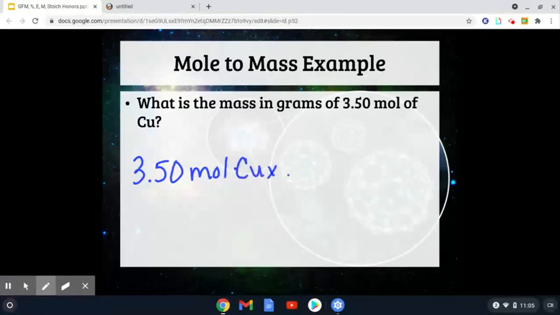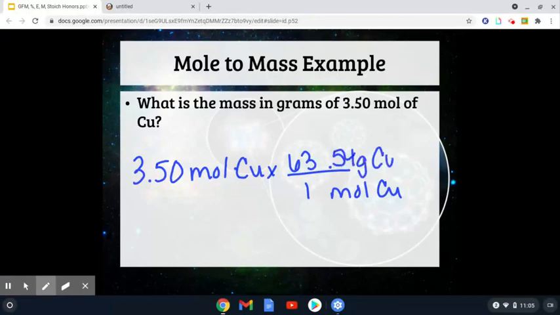Copper. We want moles on the bottom. That's always going to be 1. And then we're going to have grams of copper, and from the reference table, that is 63.54. And that is equal to, after sig figging, 222 grams of copper.